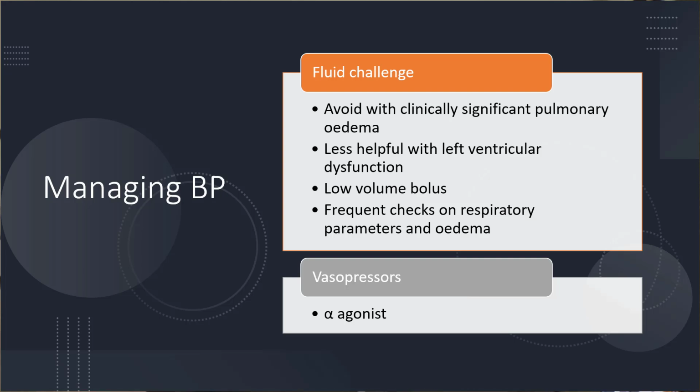The game plan when we're using fluids then is to go low and slow, such as 250 ml boluses with frequent checks on the respiratory rate, respiratory effort, oxygen saturations, and if there's any additional or worsening respiratory sounds. If pulmonary edema worsens, clinicians should immediately abandon any further fluid administration.